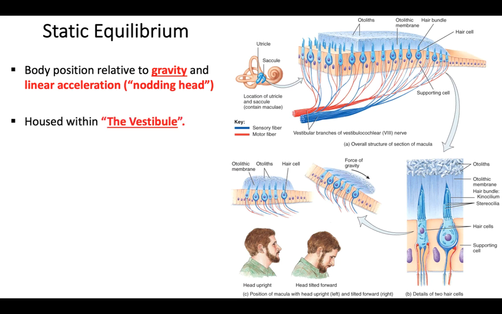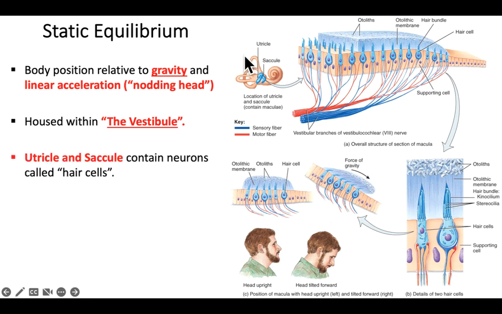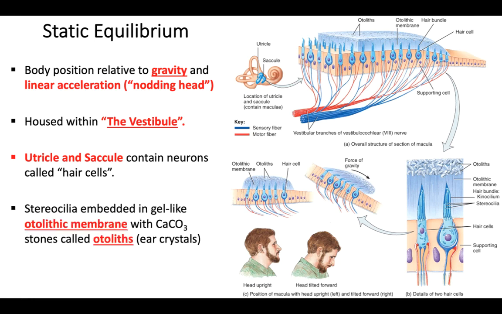So what's utilized is the vestibule. So that's this area right here in between the cochlea and the semicircular canals. Inside the vestibule are two sacs. One's called the utricle and one's called the saccule. Inside those sacs are what's called otolithic membranes. Otolithic means ear stones. And they're actually little calcium carbonate crystals, all right, in the form of a membrane. Embedded in that membrane are little sensory neurons.